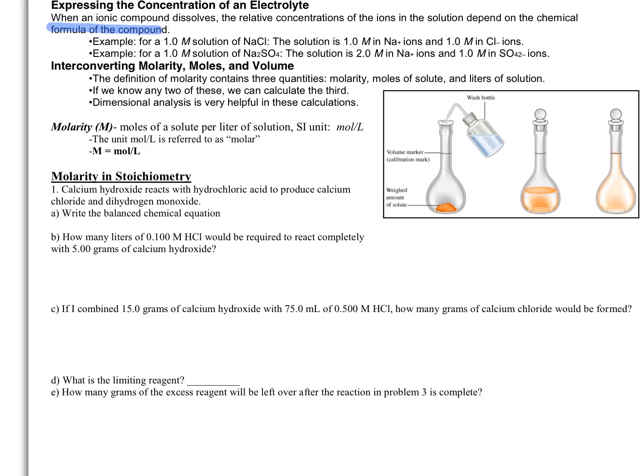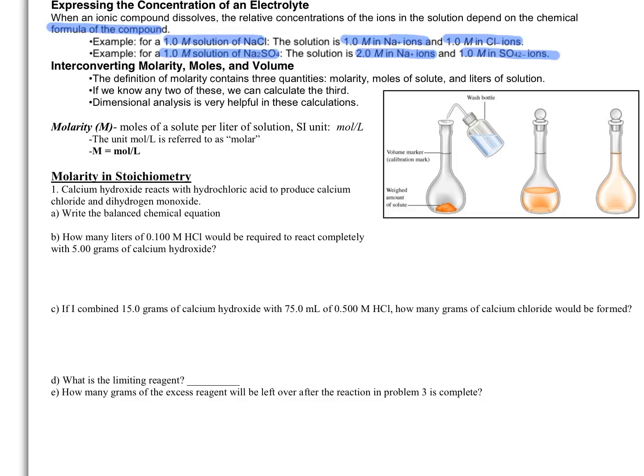So just like when we talked about how many moles of oxygen are in CO2, there are 2 moles of oxygen in every 1 mole of CO2. Well then for a 1 molar NaCl, there's 1 molar Na ions and 1 molar Cl ions. For 1 molar Na2SO4, there's 2 molar Na ions and 1 molar SO4 2 minus ions. Fix this typo here. It's not 42 minus ions, it's SO4. Pop the 2 minus to the top.